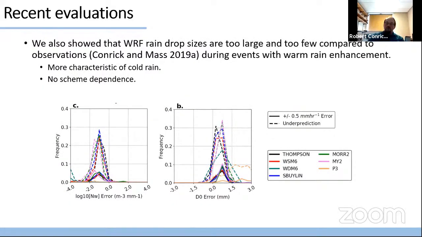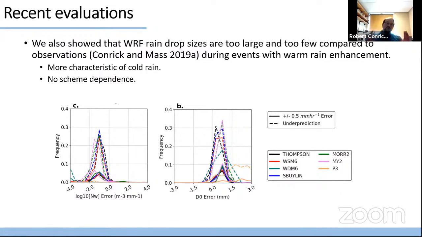So one other study we did to investigate this was to look at raindrop size distributions in the WRF model and compare those with observations. We looked at a couple of events where there was fairly abundant warm rain. What we found is that here on the left, we have an error of the intercept parameter of the drop size distribution, which is directly proportional to the number concentration. We found that that was underpredicted, so we have too few drops in the model. And then here on the right, this is the size of your raindrops, and we found that those are overpredicted in the model.